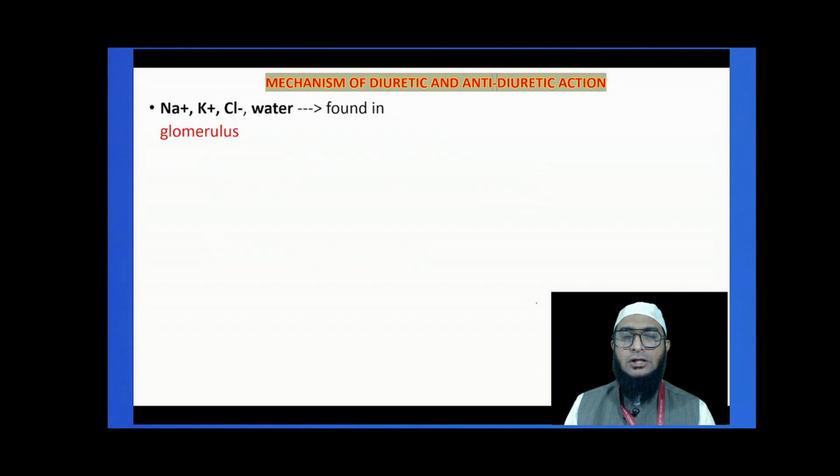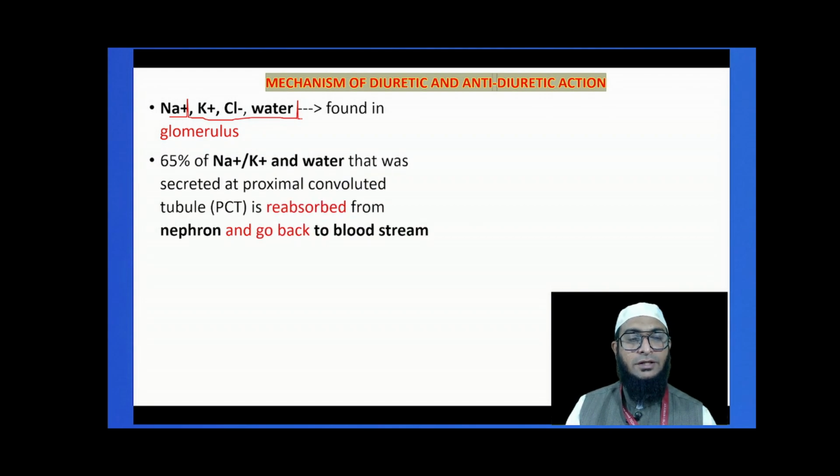Okay. So first, before understanding the mechanism of diuretic drugs and anti-diuretic action, we must know that there are different electrolytes which play a very important role in the kidney: sodium, potassium, chlorine, and water. Now remember that 65% of the sodium, potassium, and water that was secreted at the proximal convoluted tubule is reabsorbed from the nephron and goes back to the bloodstream.